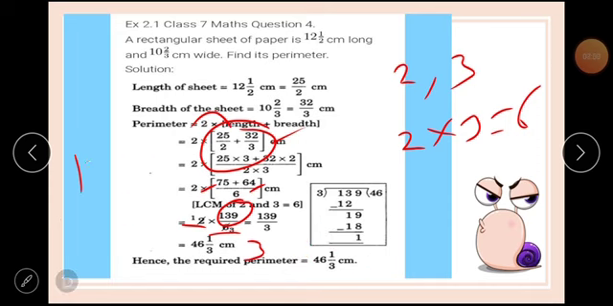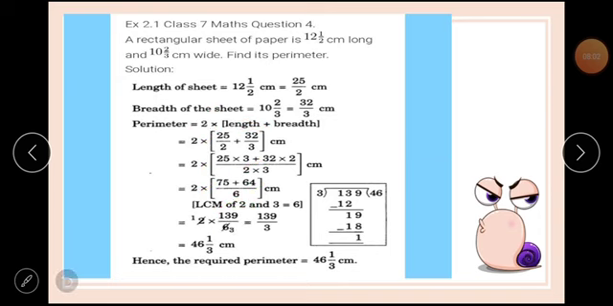Students, we know all the values of the rectangle, its dimensions. We know that the length is given and the breadth is given. So we can easily calculate. And we know the formula. We learned the formula of perimeter of a rectangle, that is equal to 2 bracket length plus breadth. So we can easily calculate.